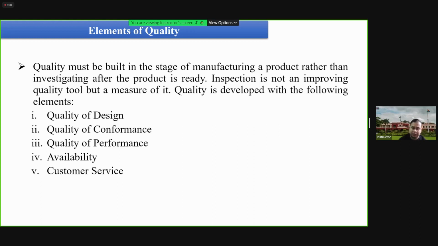We will discuss these various elements of quality in detail in the next class. So till this point, if you have anything, we can discuss. Otherwise, we'll stop here.